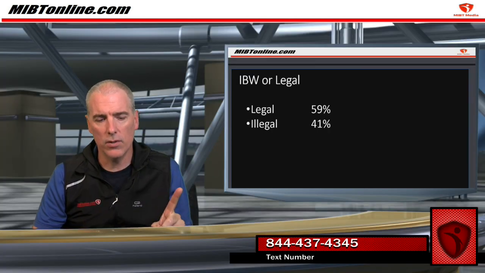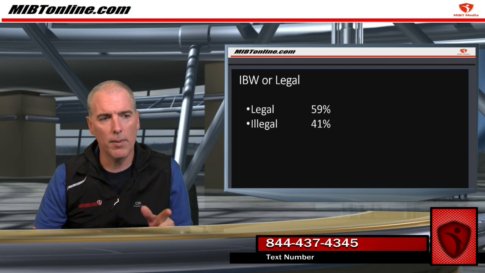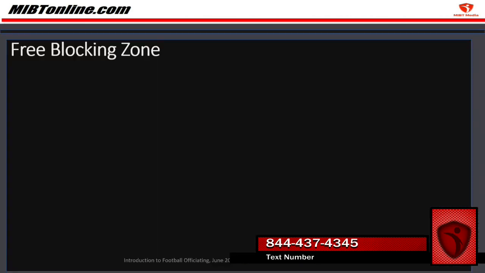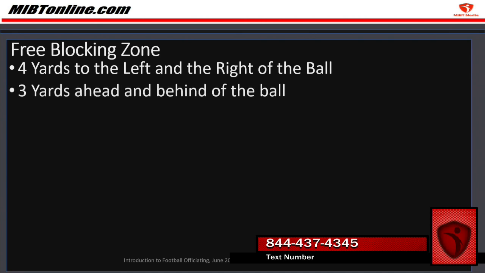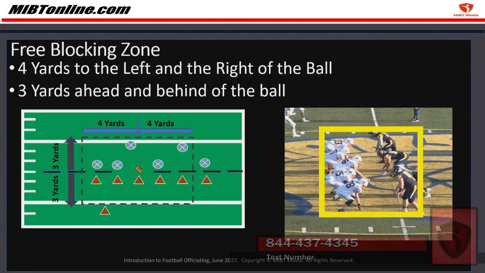So now, what I want to do is get out of the PowerPoint. Well, before we do that, I'm going to go back to the PowerPoint because I want to talk a little bit about the free blocking zone and illegal blocks below the waist in the free blocking zone before we go back to the play. So we're all on the same page here, here is the free blocking zone. It's 4 yards to the left or the right of the ball, 3 yards ahead and behind the ball. And here it's depicted. You can see it on both the picture and the graphic. But the picture doesn't do it justice, and we'll get to that in a minute.